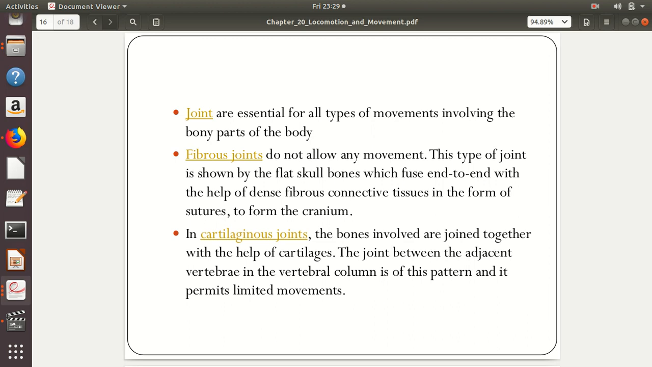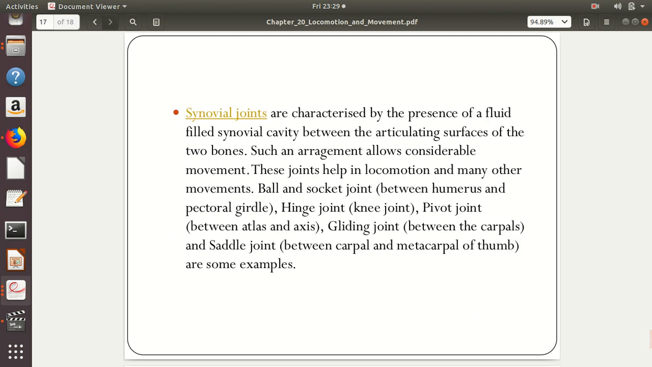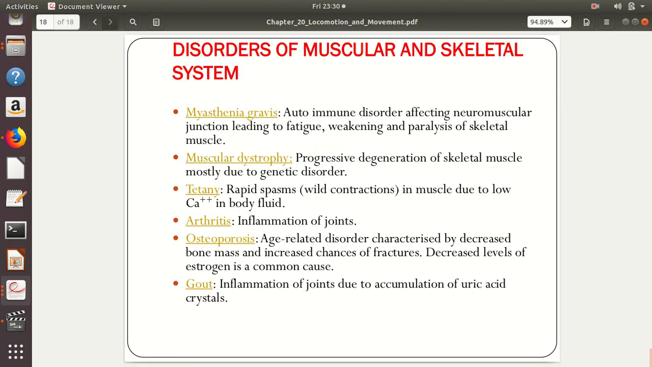limited movements. The synovial joints are characterized by the presence of a fluid-filled synovial cavity that is present between the articulating surfaces of two bones. This sort of fluid arrangement allows considerable movement. These joints help in locomotion and many other movements. The ball and socket joint, that is between humerus and pectoral girdle, hinge joint, that is the knee joint, pivot joint between atlas and axis, gliding joint between the carpals, and saddle joint between carpal and metacarpal of the thumb. They are all examples of synovial joints.